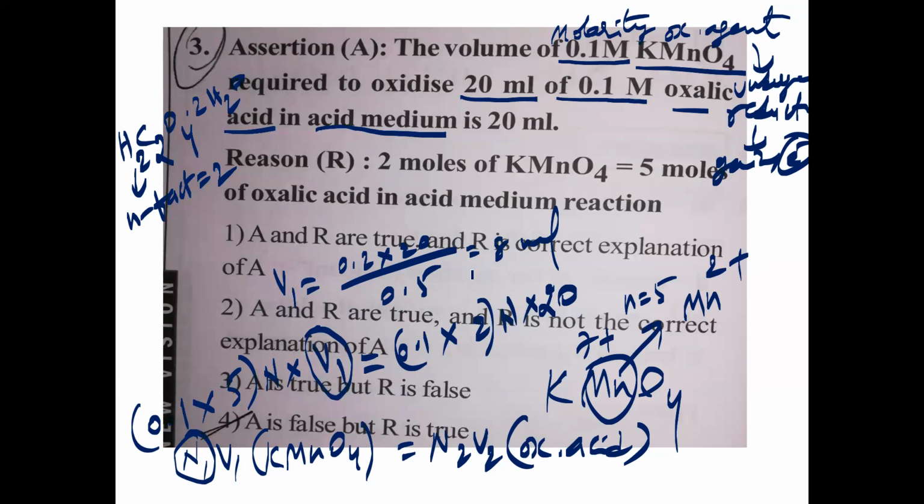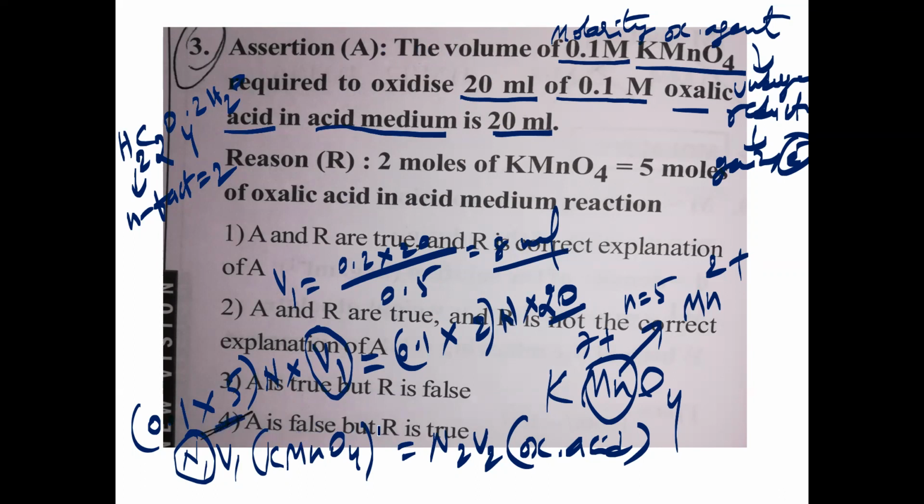So this is the concept now. 8 ml of KMnO4 is required to completely neutralize 20 ml of oxalic acid. But here they gave 20 ml as required. Is it right? No, it is wrong. That's why the assertion is false. A is false. Assertion is false. Check the fourth option.